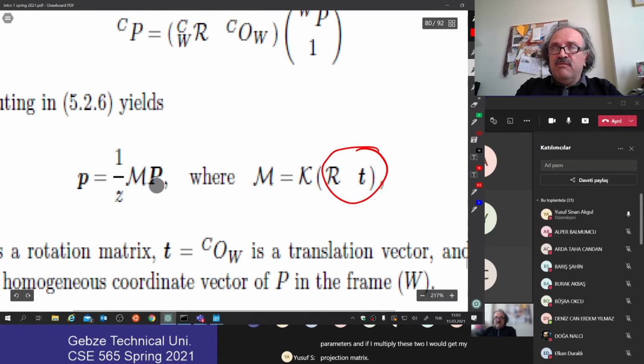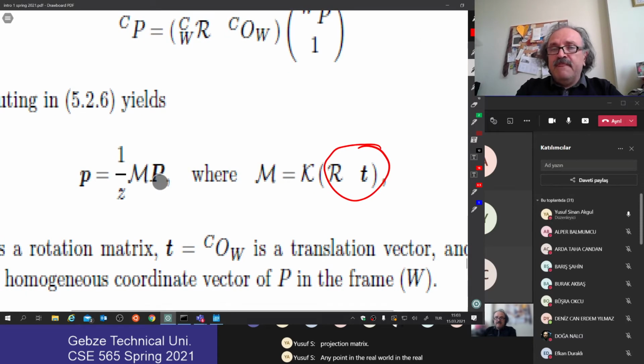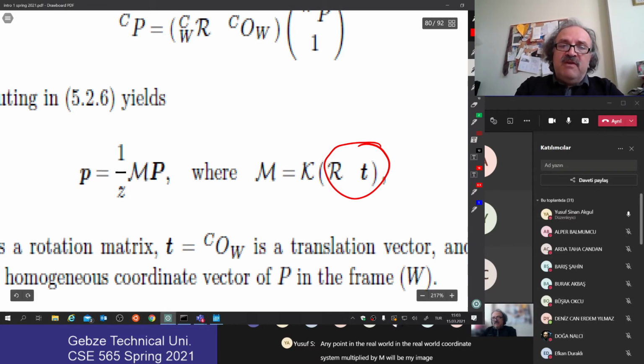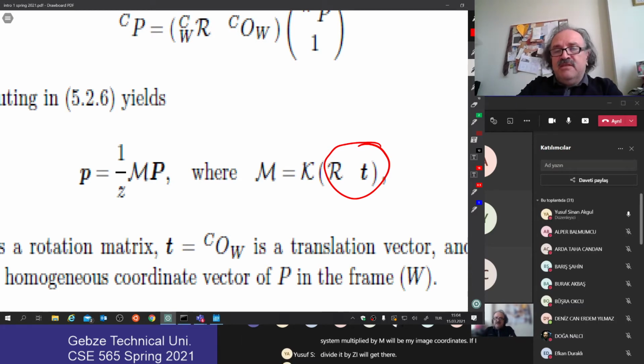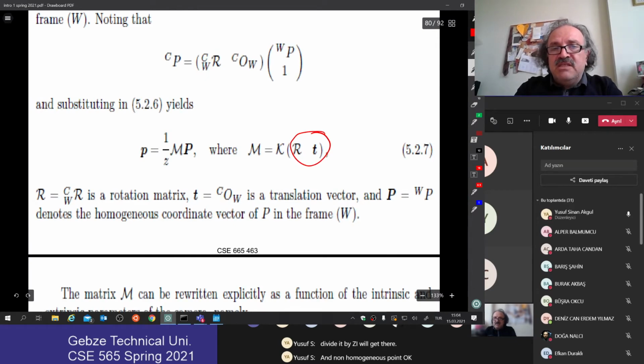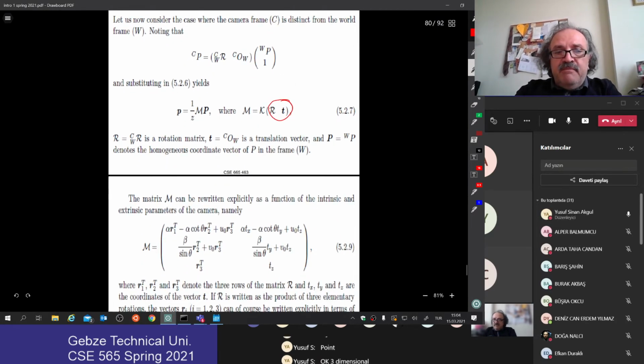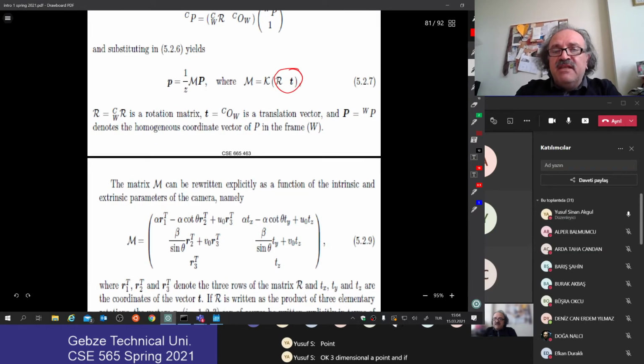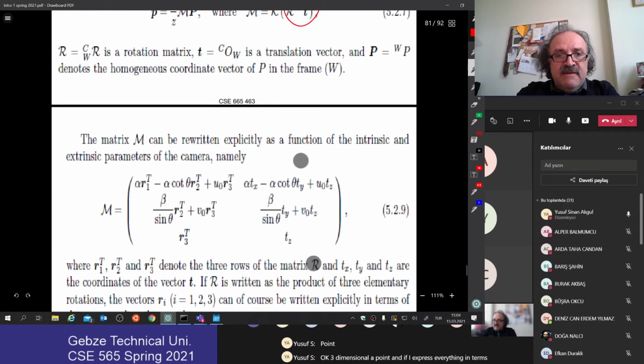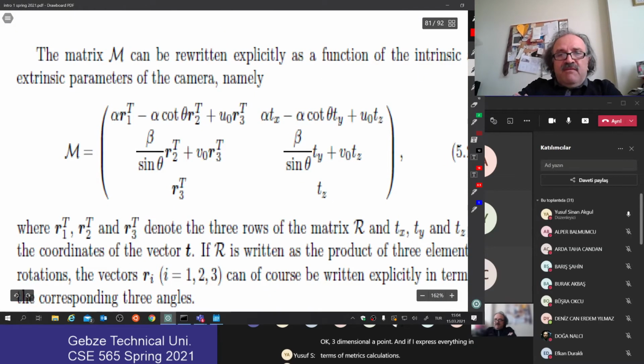And if I multiply these two, I would get my projection matrix. Any point in the real world coordinate system multiplied by M will be my image coordinate. If I divide it by Z, I will get the non-homogeneous point. Okay, so this is the matrix. K is a 3 by 3 matrix, R is a 3 by 3 matrix, T is just a three-dimensional point. And if I express everything in terms of matrix calculations, this is the matrix M, which looks complicated.